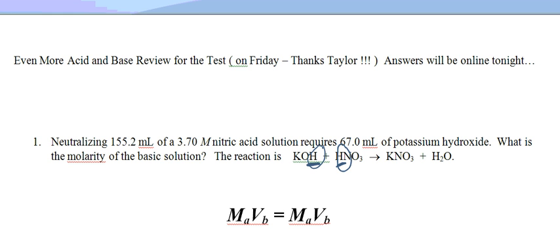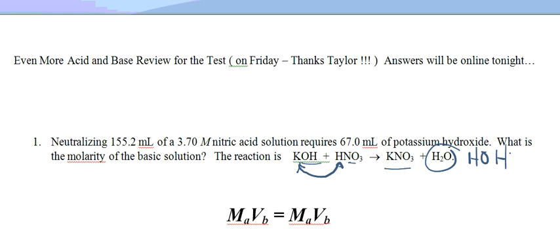But do realize that you have an acid and base, which is a neutralization reaction, and it is a double replacement reaction, which means that the metals are going to switch places, partners are going to change. So on the other side, the potassium is going to be with the nitrate, and the hydrogen is going to be with the hydroxide, forming water or HOH. However you want to write that is fine.